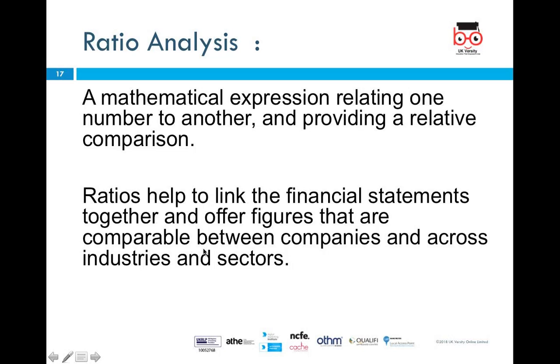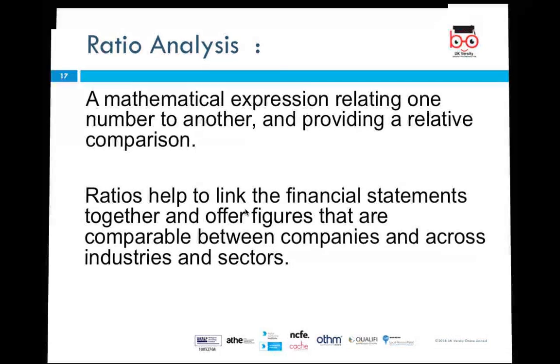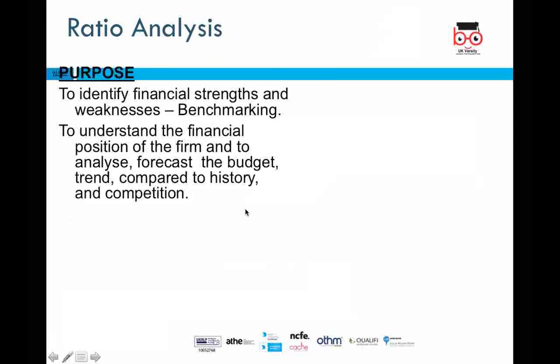That's the ratio. And ratios help to link the financial statements together and offer figures from the income statement and the balance sheet that are comparable between companies across the industrial sectors, and most importantly, over the period. So you can compare your figures from last year to this year, and you can project your figures for the next years. Normally the ratio analysis is for a big company, because you're doing it on Samsung PLC, you need to take at least 3 years of data, and then you need to compare between the periods over the years.